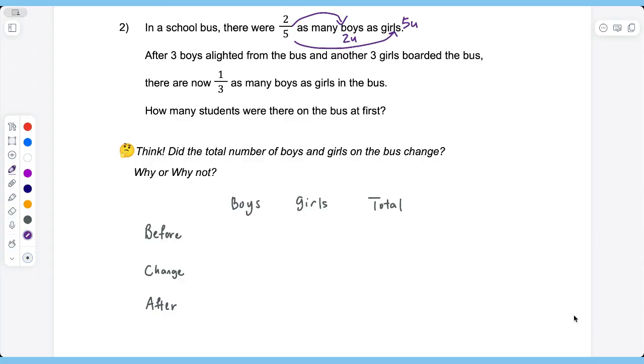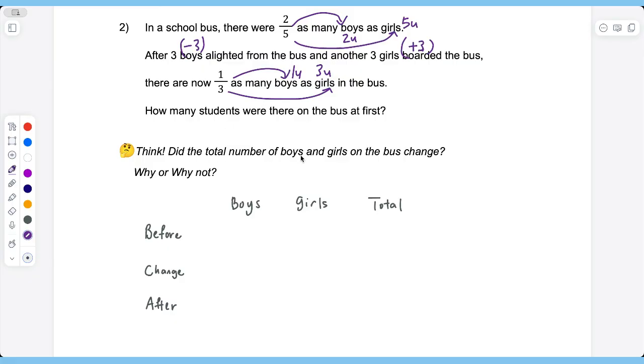Question number 2. In a school bus, there were 2/5 as many boys as girls. Boys has 2 units and girls 5 units. After 3 boys alighted from the bus, so minus 3 for the boys, and another 3 girls boarded the bus, so plus 3 for the girls. There are now 1/3 as many boys as girls in the bus. That means boys will be 1 unit and girls 3 units. How many students were there on the bus at first?